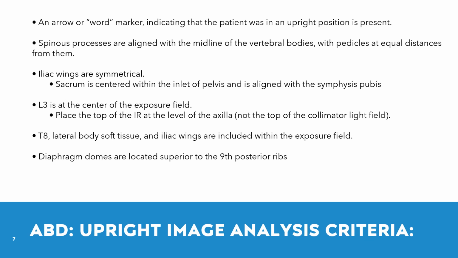just like the KUB. Iliac wings should be symmetrical. The sacrum is centered within the inlet of the pelvis and aligned with the symphysis pubis. However, you should not be seeing the symphysis pubis on this view. L3 is at the center of the exposure field. Place the top of the IR at the level of the axilla, not the top of the collimator light field. Please make sure you know the difference.